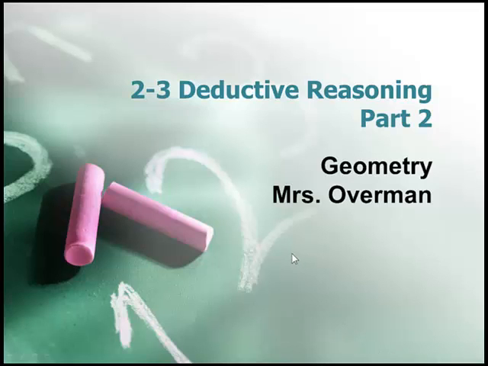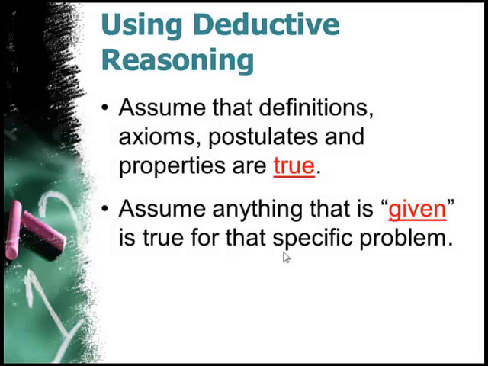Now we're going to talk about using deductive reasoning. So one of the things that we need to look at is what can you assume is true? Because deductive reasoning is based on things that are true. So we can assume that definitions, like the definition of a square, axioms, and postulates like 2 points are always collinear, those things, those properties are always true.